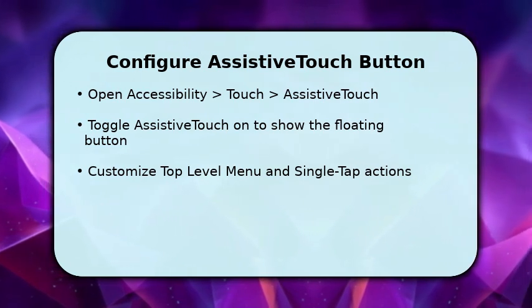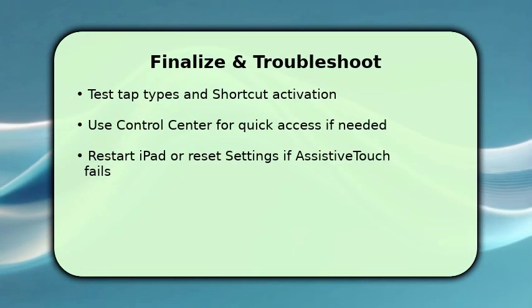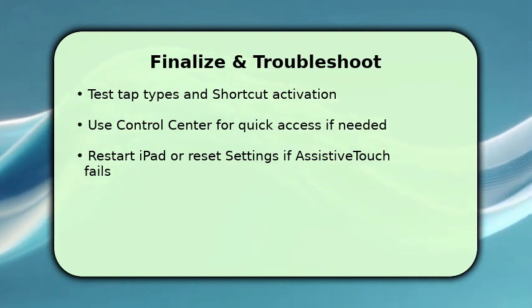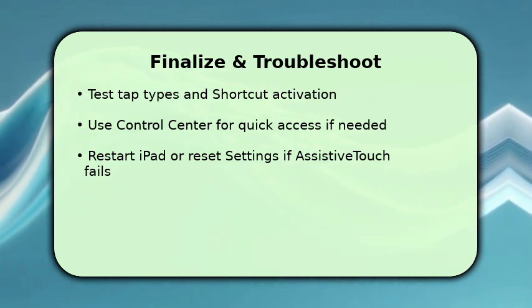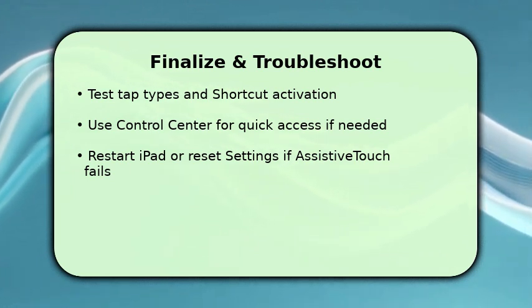Once done, practice tapping to ensure the button performs the expected functions. To finish, thoroughly test single tap, double tap, and long press behaviors to confirm the accessibility shortcut appears as intended. If you prefer quick access, add AssistiveTouch to Control Center via Settings Control Center for an alternate entry point.